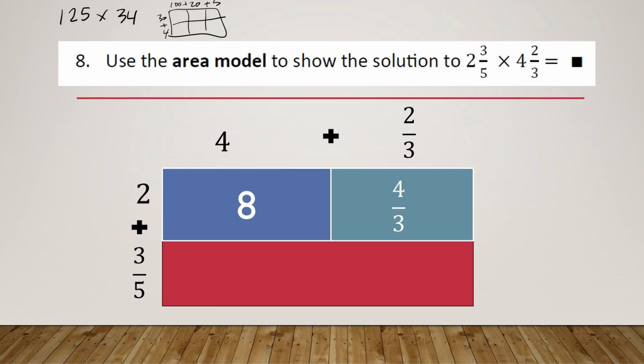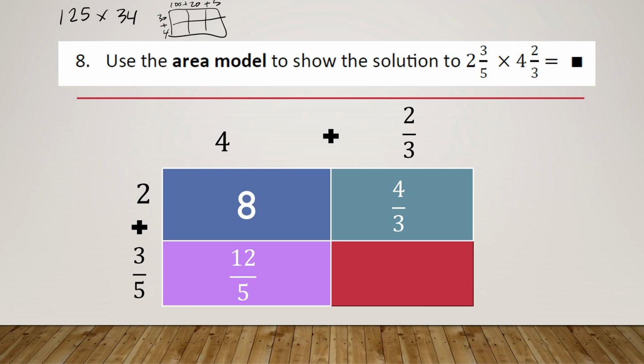Okay, now let's think straight down vertically. 4 groups of 3/5, 4 groups of 3, right? 4 sets of 3 is 12. 3 what in this case? 3/5. So 4 groups of 3/5 is 12/5.